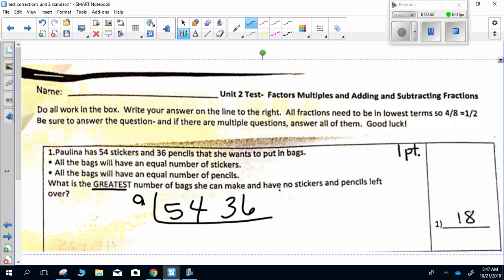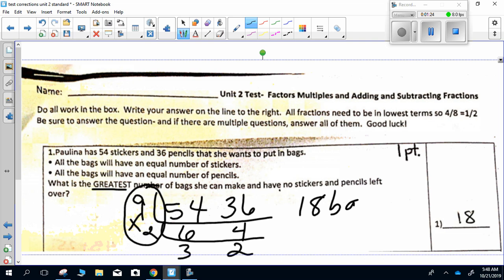I know that 9 goes into 54 and 36. So 9 times 6 is 54, 9 times 4 is 36. But then when I look here, I know that 2 will also go into 6 and 4, so I have to put a 2 here. So 6 divided by 2 leaves me at 3, 4 divided by 2 leaves me at 2. So I'm done. And remember, because it's greatest common factor, I'm going to be multiplying these. So 9 times 2 is 18. So she can make 18 bags. If I had asked what could go in each bag, that would have been 3 stickers and 2 pencils.